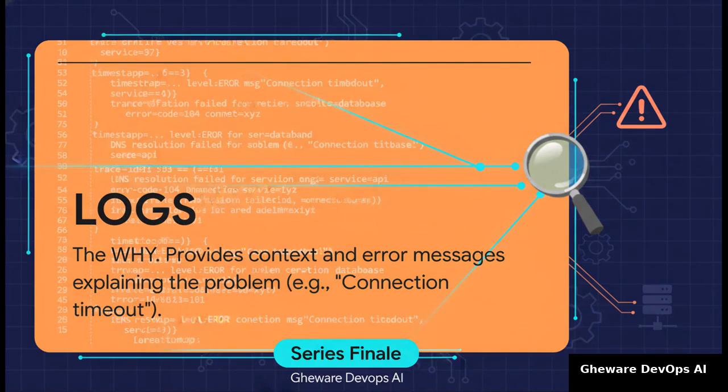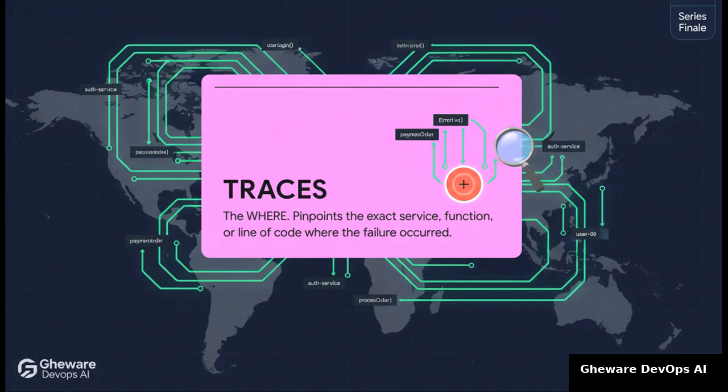Next, we have logs. Logs tell you why it happened. This is where you get the rich, detailed context, the actual narrative. An error message like connection timeout, well, that's the golden ticket that explains the symptom you saw in your metrics. And finally, traces. Traces tell you where the problem is. A trace is like a GPS track for a single request as it weaves its way through your whole system. It pinpoints the exact service, the specific function, and the very span where that failure occurred. It shows you the epicenter of the issue.